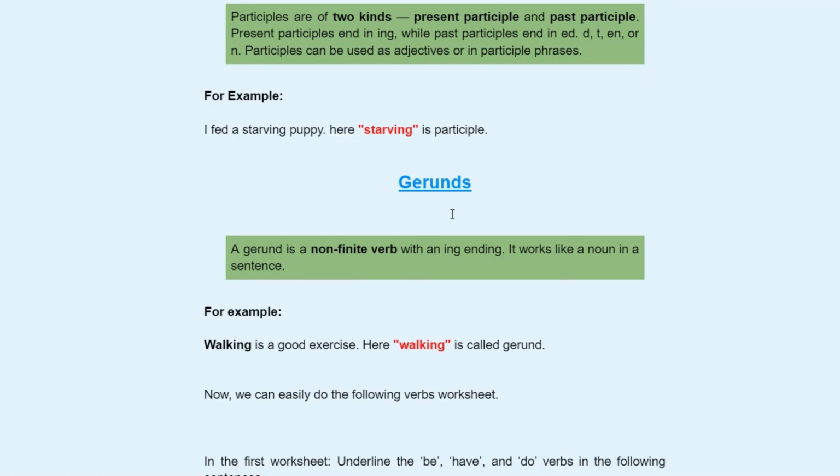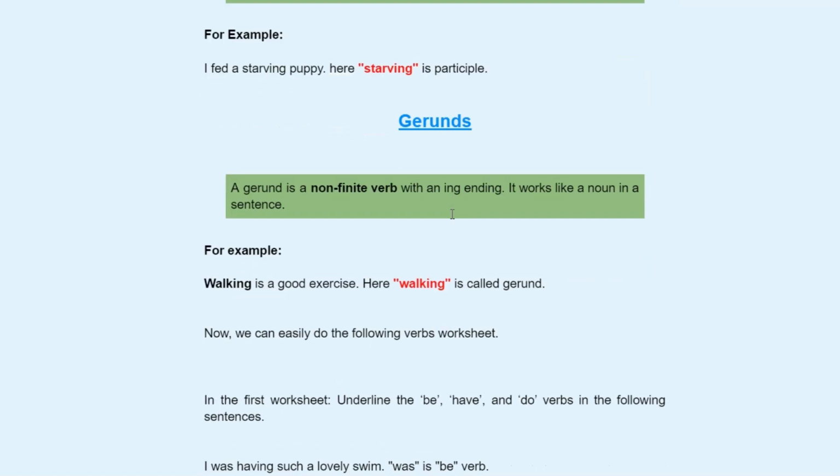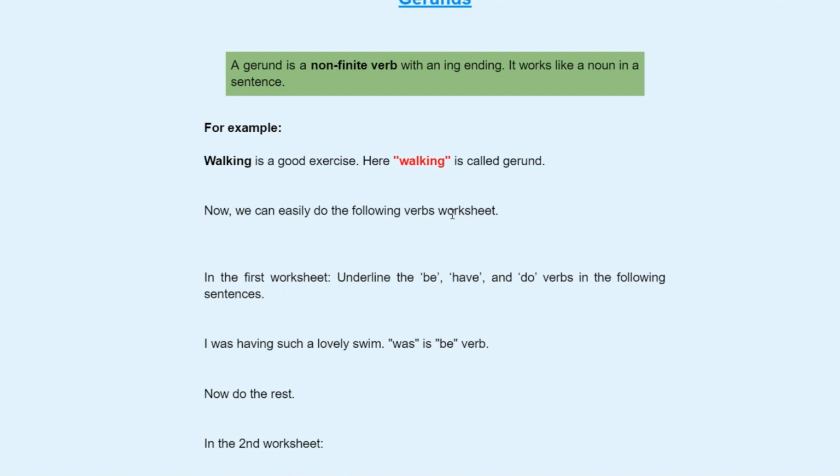For example, I fed a starving puppy. Here starving is a participle. Gerunds. A gerund is a non-finite verb with an ing ending. It works like a noun in a sentence. For example, walking is a good exercise. Here, walking is called a gerund. Now, we can easily do the following verbs worksheet.